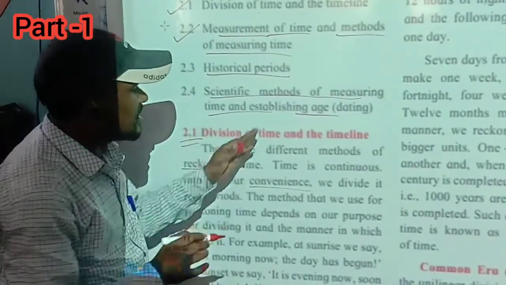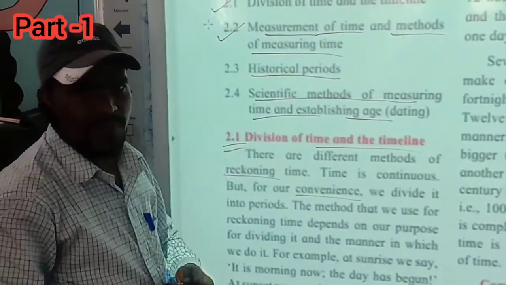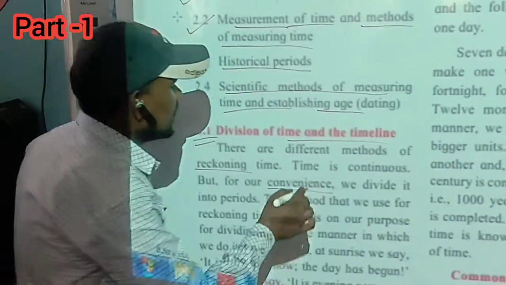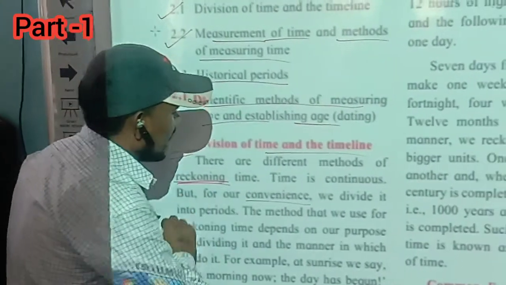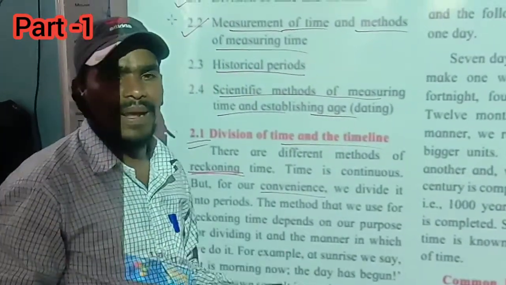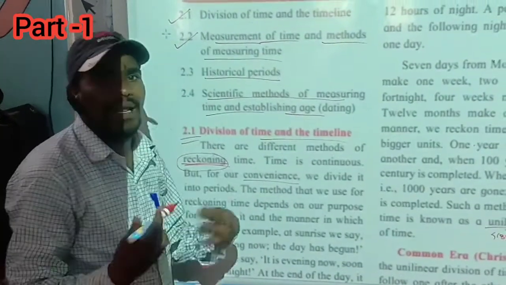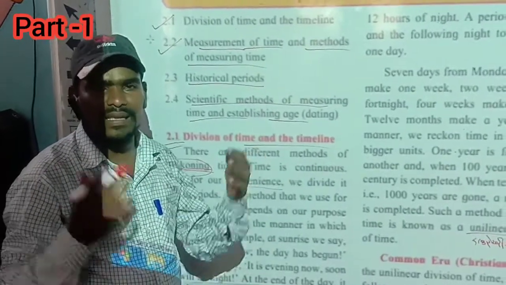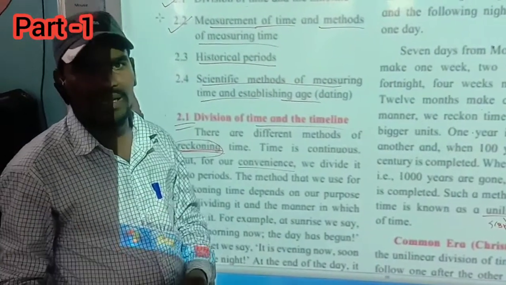So I am going to start the first point of this chapter. 2.1 division of time. My dear friend, listen carefully. There are different methods of reckoning time. Reckoning means calculating. There are many different methods of reckoning, of calculating time.